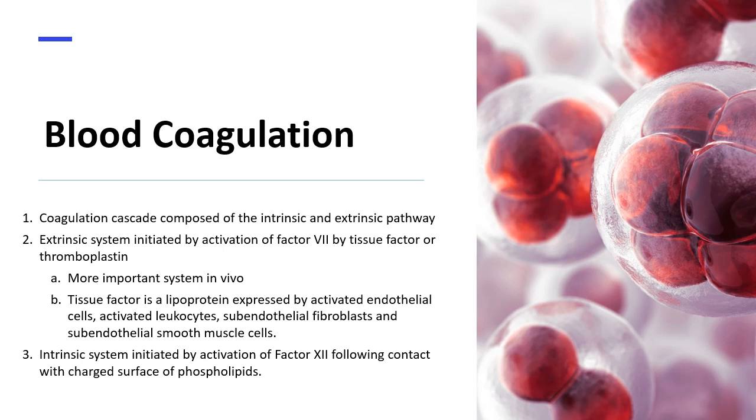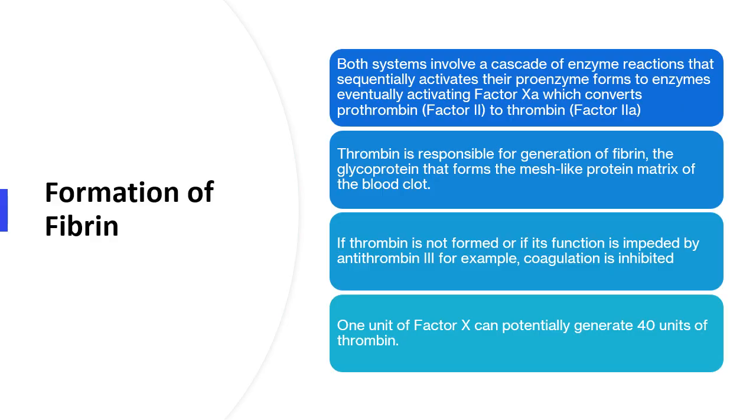The intrinsic system is initiated by activation of factor 12 following contact with charged surface of phospholipids. Now, how is fibrin formed? Both systems are involved in a cascade of enzyme reactions that sequentially activates their proenzyme forms to enzymes, eventually activating factor 10A, which converts prothrombin, factor 2, to thrombin, factor 2A.